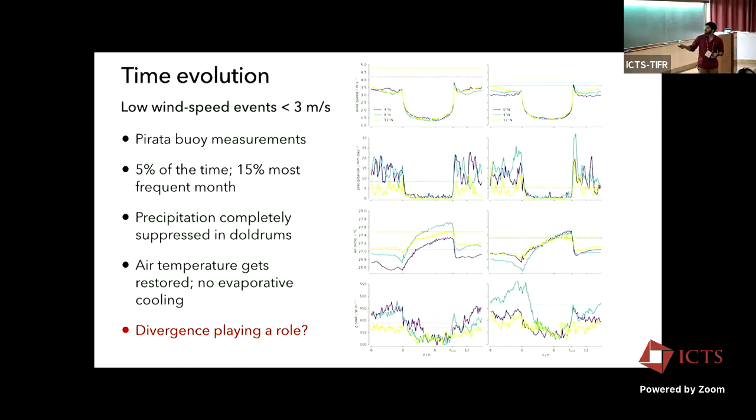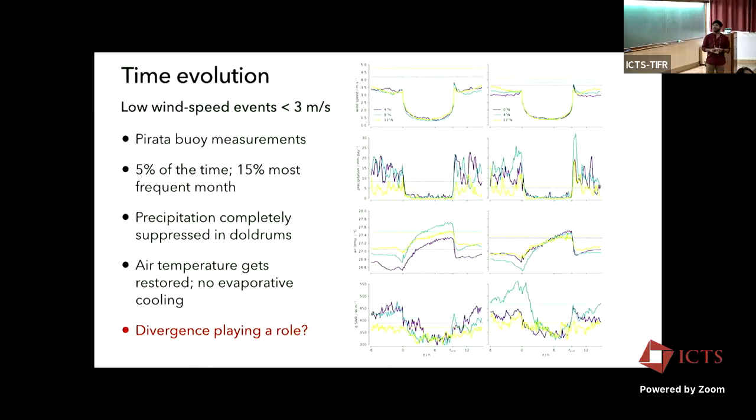And you also see a slight signal in the shortwave radiation indicating that there's probably differences also in the cloudiness between low wind regimes and the higher wind regimes. So this is probably divergence playing a role, but that cannot be tested just from the buoy measurements.